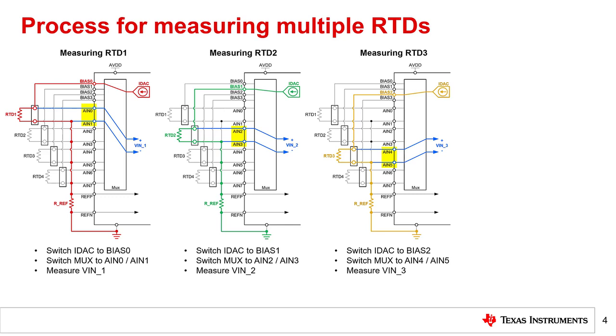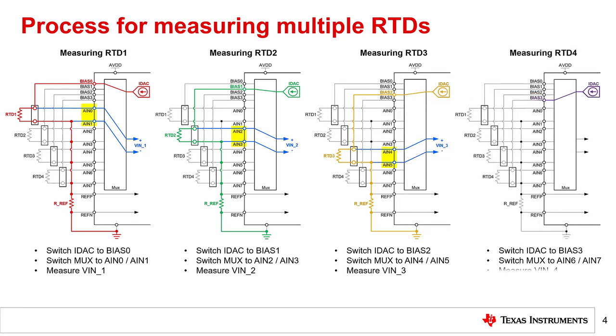In terms of process steps, this requires the user to switch the ADC IDAC output to bias 2, then switch the analog multiplexer to measure between AN4 and AN5. The ADC then measures VN3, which is highlighted in blue.